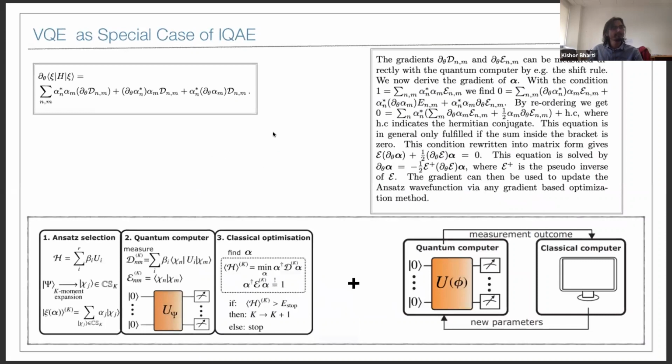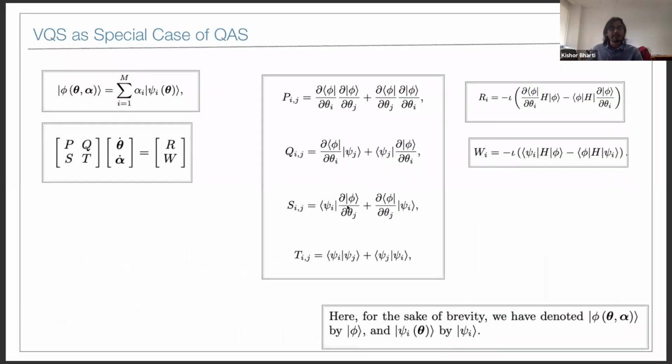Moreover, you can show that VQE is a special case of IQAE. In your ansatz, each of those quantum states, you can put some theta parameter and tune them, and show that whatever statements they make trivially reduces to a special case of the IQAE algorithm. The variational quantum simulation algorithm similarly can be shown as a special case of the quantum assisted simulator algorithm.